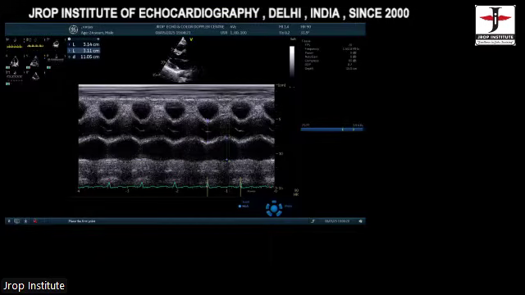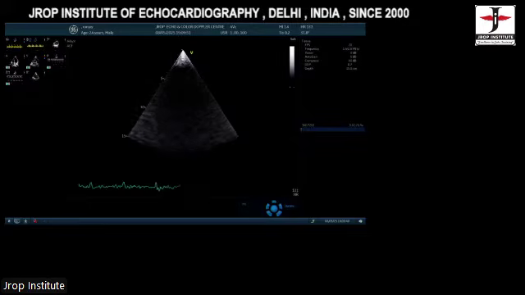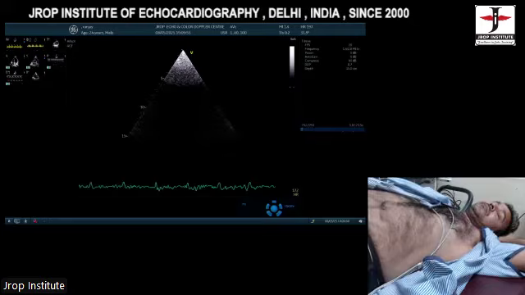Dr. Ashish. Sir, please illustrate how to take the pulmonary pressure and at what point the pulmonary pressure should be taken. You are talking of pulmonary artery pressure? Yes, sir.